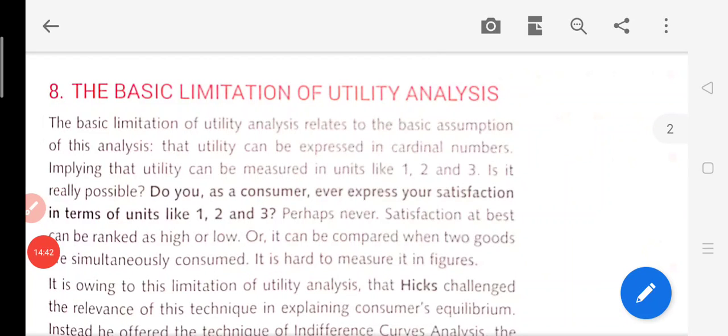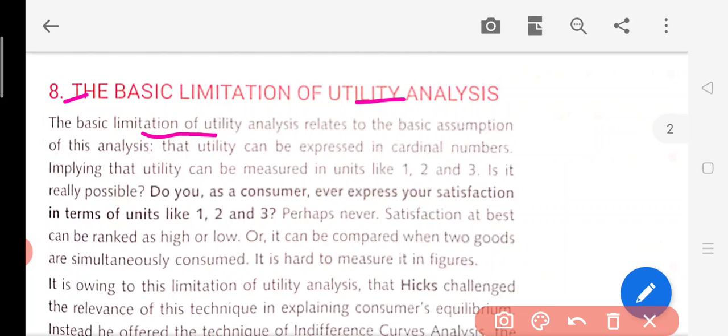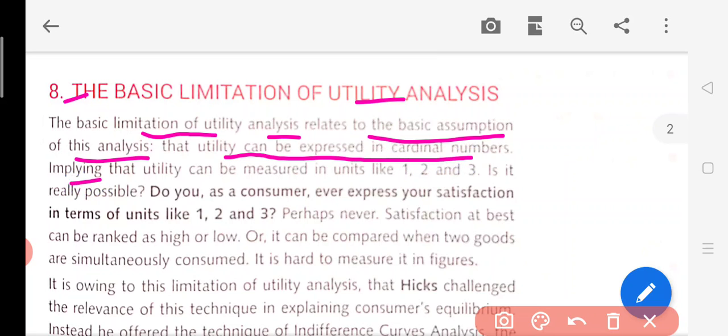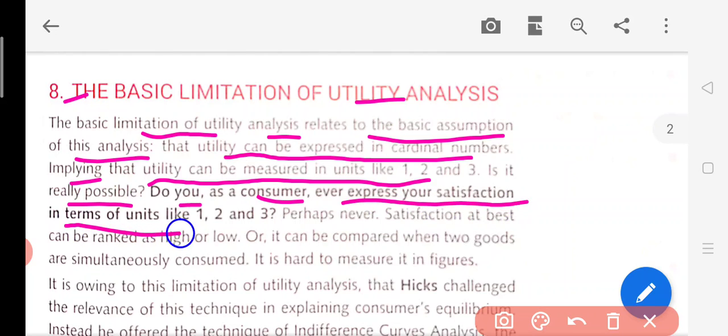Now, the basic limitation of utility analysis. The basic limitation of utility analysis relates to its basic assumption that utility can be expressed in cardinal numbers, implying that utility can be measured in units like 1, 2 and 3. Is it really possible? Do you, as a consumer, ever express your satisfaction in terms of units like 1, 2 and 3? So I ask you, is there a situation with you?